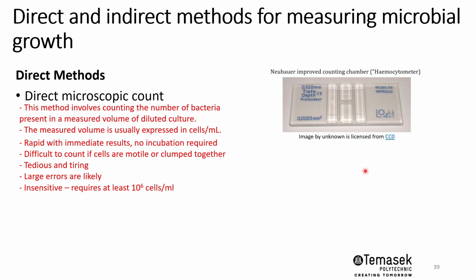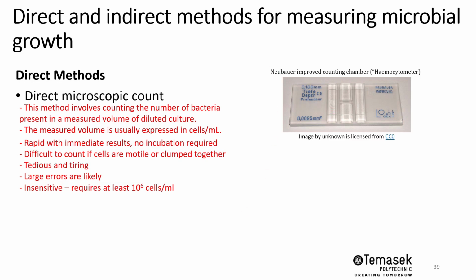This is fast. Typically, we don't need much incubation, but it can be quite tedious and tiring, especially if the cells are moving around or are clumped together. There are also errors that could happen because this is largely dependent on the operator who is counting under the light microscope. And often it's quite insensitive, requiring at least 10 to the power of 6 cells per ml to give you an accurate readout.